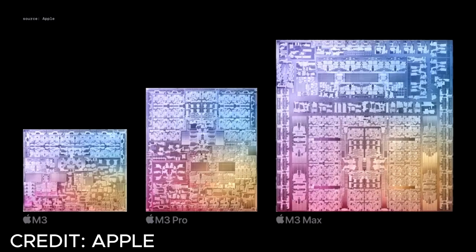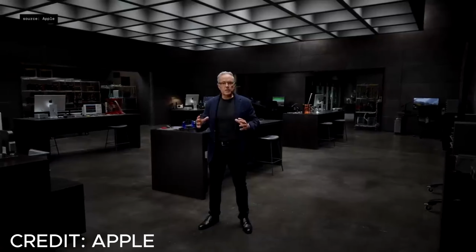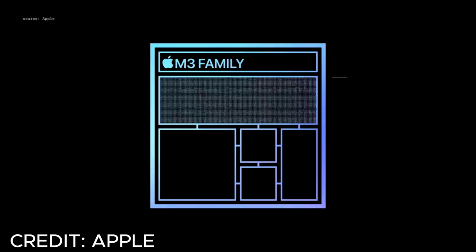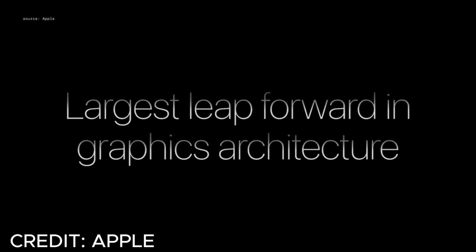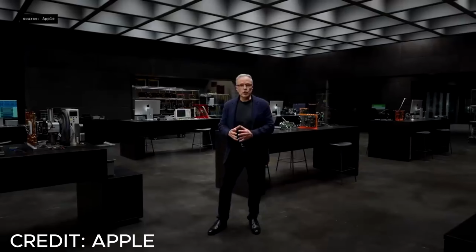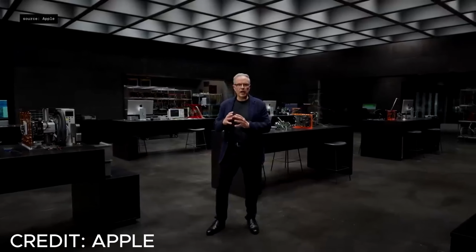We use these cutting-edge transistors to advance every component of these new chips to deliver increased performance and new features to every chip in the family. The biggest advancement comes with the GPU. The M3 family of chips introduces a next-generation GPU that takes the largest leap forward in graphics architecture ever for Apple Silicon. It starts with a new microarchitecture that has a breakthrough feature we call dynamic caching.